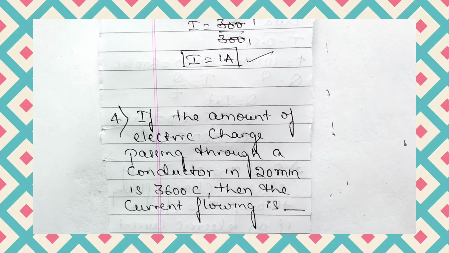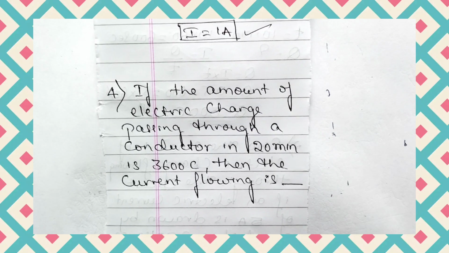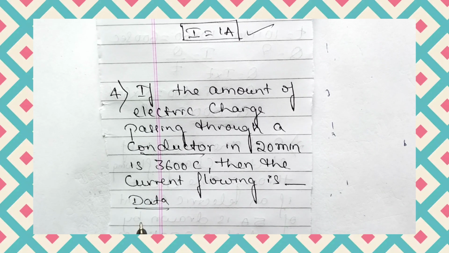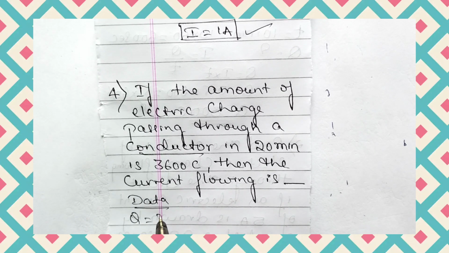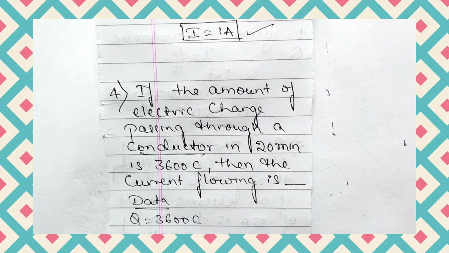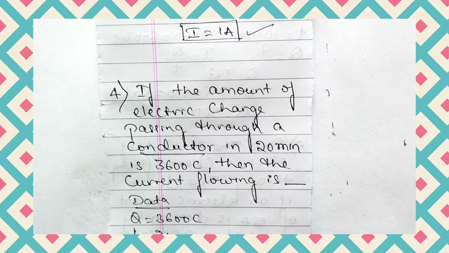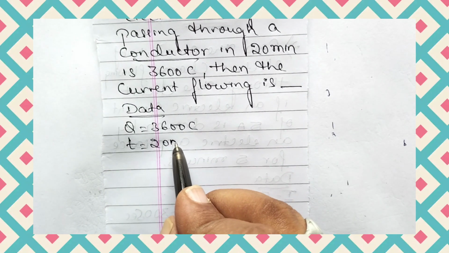Then coming to the fourth question. If the amount of electric charge passing through a conductor in 20 minutes is 3600 coulomb, then the current flowing is dash, he has asked. So through a conductor, let us write the data. 3600 coulomb of charge is flowing through a conductor. So Q is equal to 3600. For how many minutes? It is for 20 minutes. So T is equal to 20. So time is equal to 20 minutes.